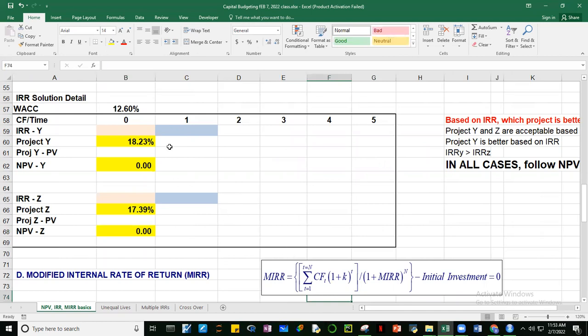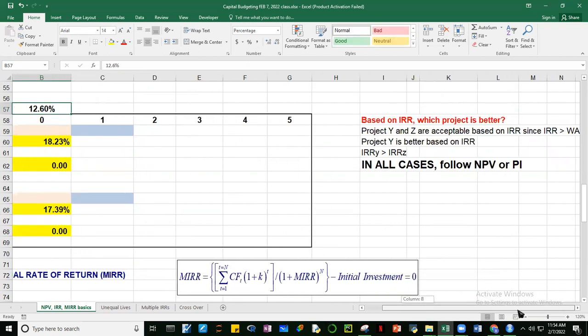Why are they both acceptable? They're both higher than the weighted average cost of capital of 12.6%. Si 18.23 mas mataas dyan, no? Si 17.39 kay Z is higher than the WACC. So both of them are acceptable.